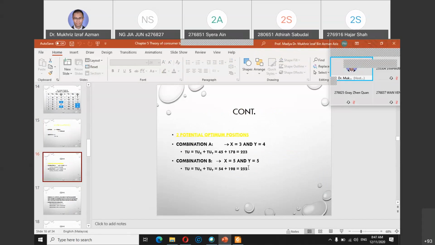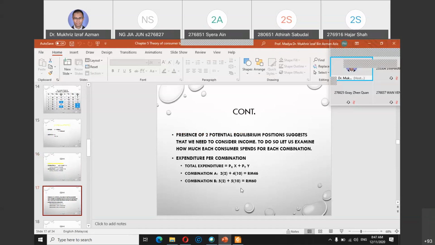Okay, but at the end of the day, how much you can buy depends on your income. So we also look at this. If you go for combination A, you only need to pay 46 ringgit. If you go for combination B, you need to pay 60 ringgit. So depending on how much income you have, if you have only 46 ringgit, you can only choose A, because you cannot pay more than that.